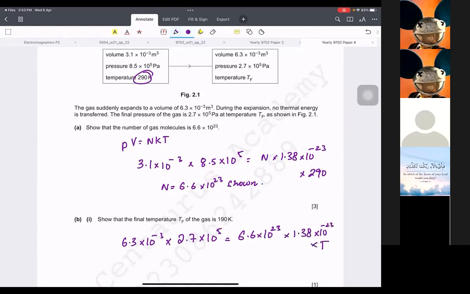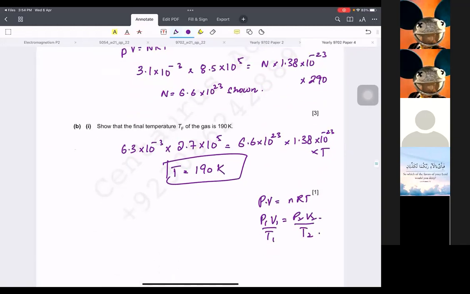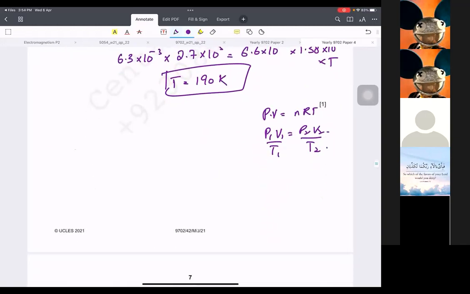I think this is easier. So temperature should be 190, right? It depends on whatever you can use: PV equals nRT, or you can use P1 V1 over T1 equals P2 V2 over T2. It's easy, no problem. Right? Should I go on then?